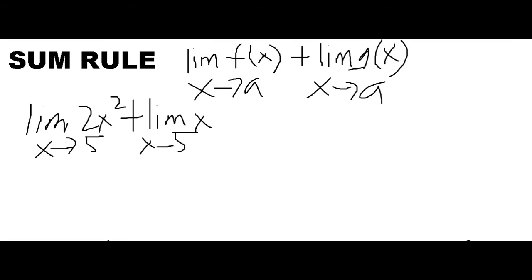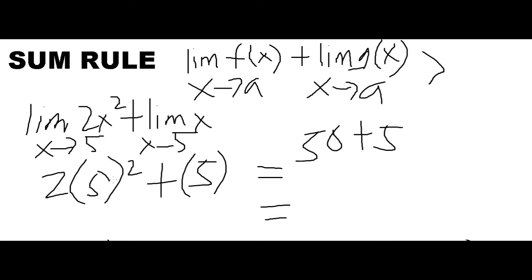So, for our first example sa sum rule, let's say we have the limit of 2x squared plus the limit of x as x approaches to 5. So, gagamitin natin tong formula ng sum rule and isa-substitute lang natin kung ano nga ba ang value ng x. So, which is we have 5. So, ito yung mangyayari niyan. 2 times 5 squared plus 5 is equal to 50 plus 5.